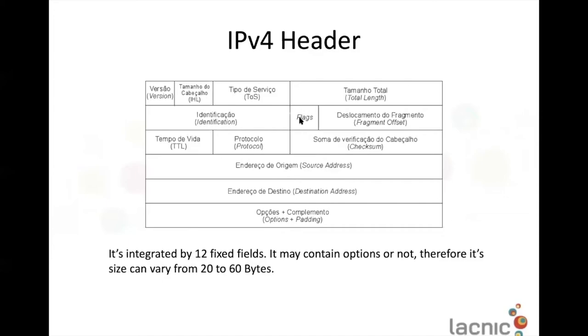Actually, you have here three different bits. One is a reserved bit, which traditionally is written in zero. Then you have two more flags, which are MF, which means more fragments, and another one, which is DF, which means don't fragment. Then you have another field, which is called fragment offset. Basically, this is a pointer.